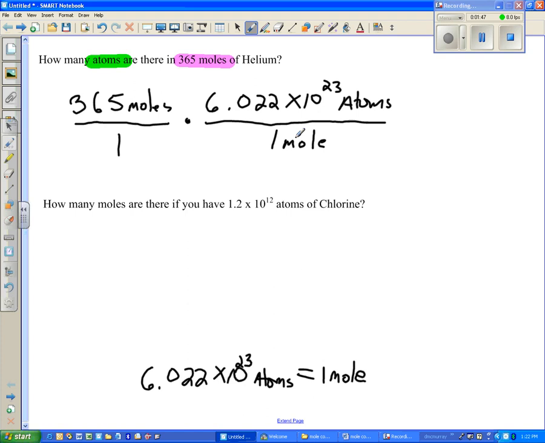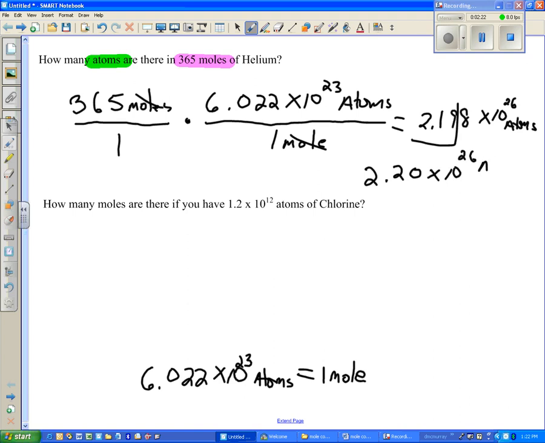Now we're going to find that moles cancel, and we're going to get an answer that's in atoms. And if you press the buttons on your calculator, you will get 2.198 times 10 to the 26th. And then we look at the 365, and we find, well, we've only got 3 sig figs, so we get 2.20 times 10 to the 26th atoms.